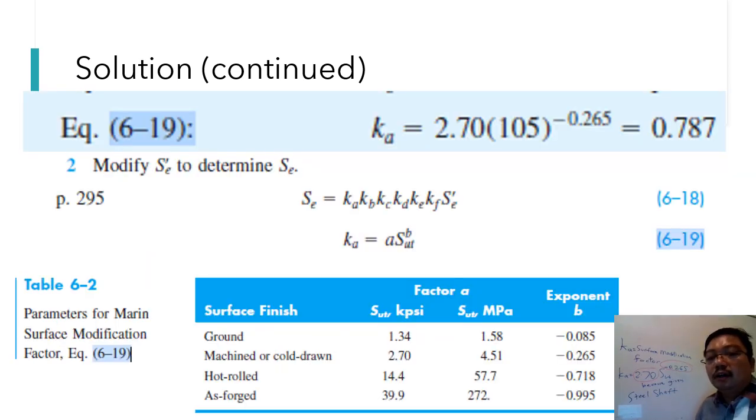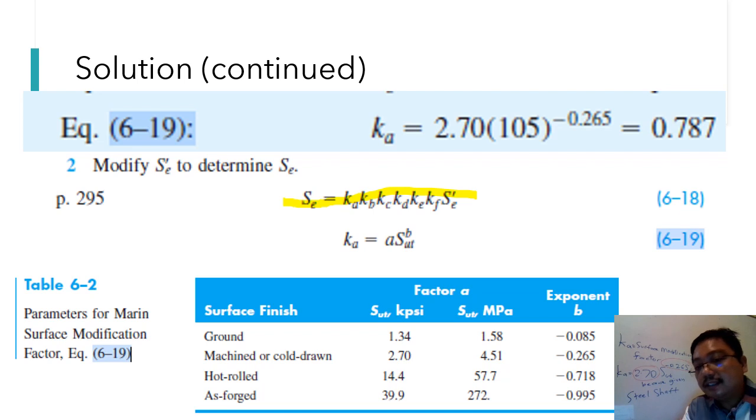Okay, now students, we want to calculate the surface modification factor. Ka stands for surface modification factor. From surface endurance, Se equals Ka, Kb, Kc, Kd, Ke, Kf, and Se prime. We will learn all this in the next slide. So Ka, which stands for surface modification factor, equals a times Sut to the power b.